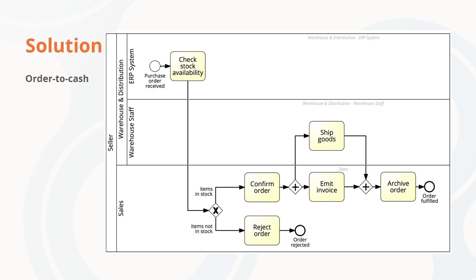Once both activities have been completed, then the sales department can archive the order, upon which the order is fulfilled.